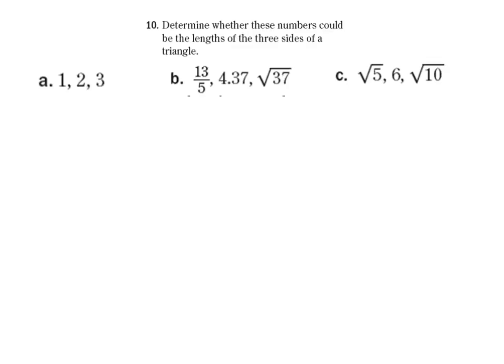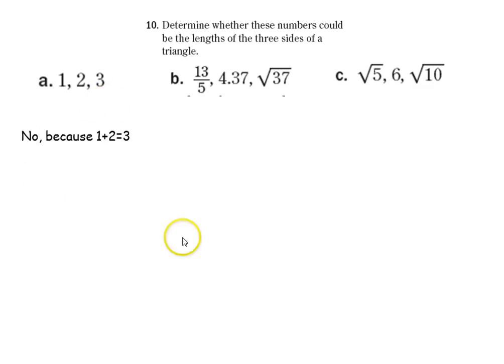So we're going to use a triangle inequality, which means that we have to make sure that any two sides are greater than the third side, and it has to work for every pair. So we're going to do that with A. Can 1, 2, and 3, if those are side lengths, can they make a triangle? And the answer to that question is no, they can't.